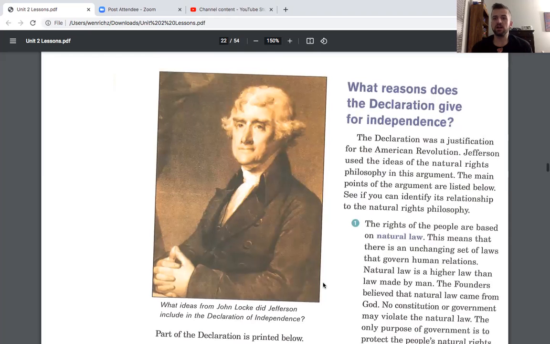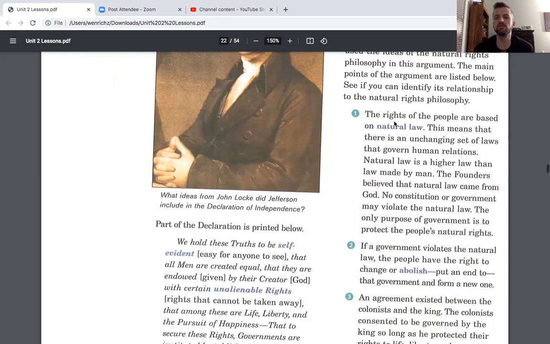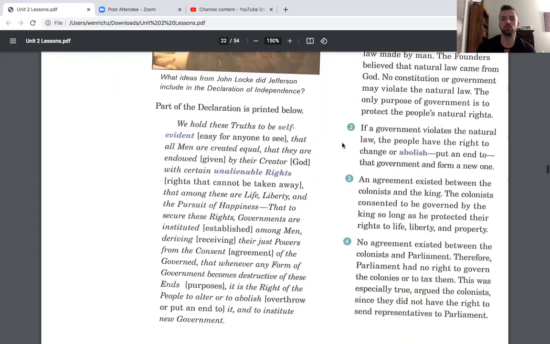What reasons does the Declaration give for independence? Jefferson used the ideas of the natural rights philosophy in this argument. The main points of the argument are listed below. Number one, the rights of the people are based on natural law. This means there is an unchanging set of laws that govern human relations. Natural law is a higher law than law made by man. The founders believed that natural law came from God. No constitution or government may violate the natural law. The only purpose of government is to protect the people's natural rights.